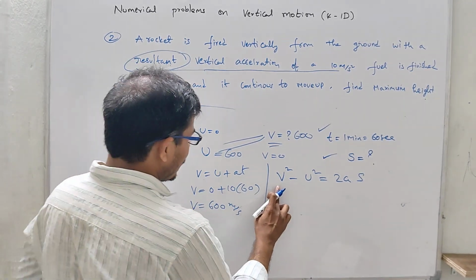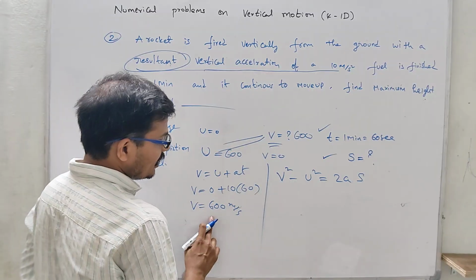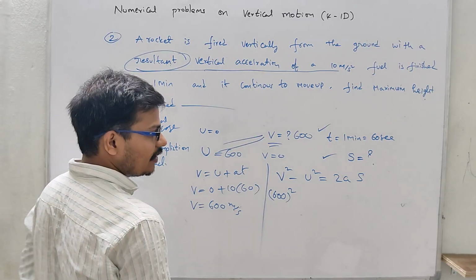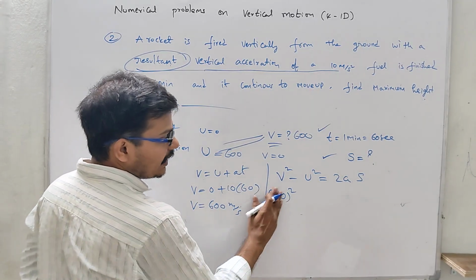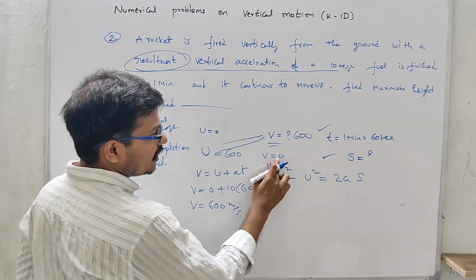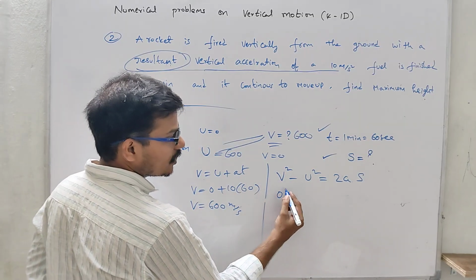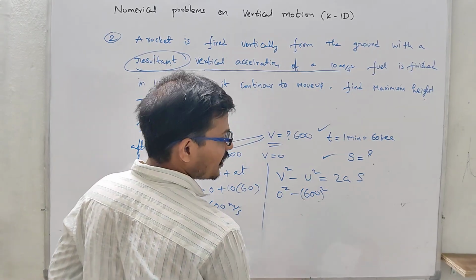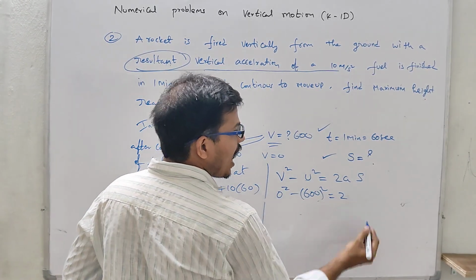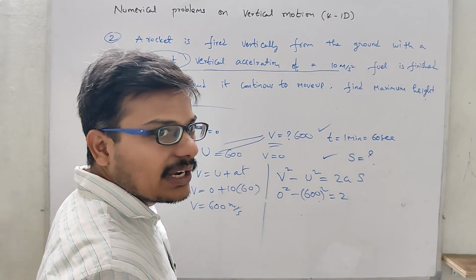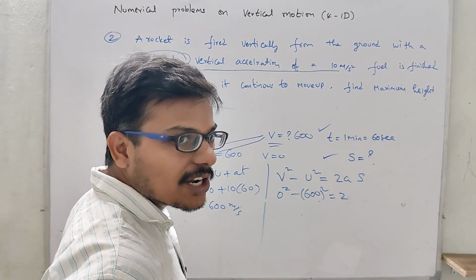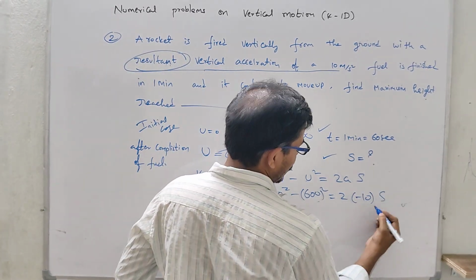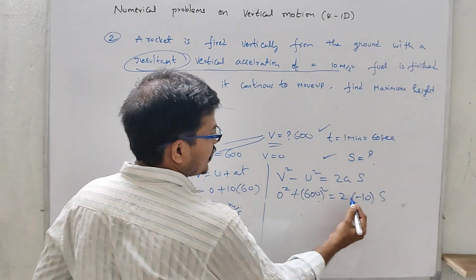So here, what is the velocity? It is a final velocity, and in this case the final velocity is 0. So 0 minus the initial velocity, 600 whole squared, equals 2as. After completion of the fuel, it doesn't have any extra acceleration. It has to overcome the acceleration due to gravity up there, so a is nothing but minus g. So the minus will be cancelled.